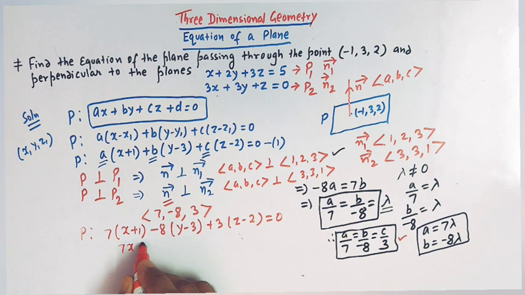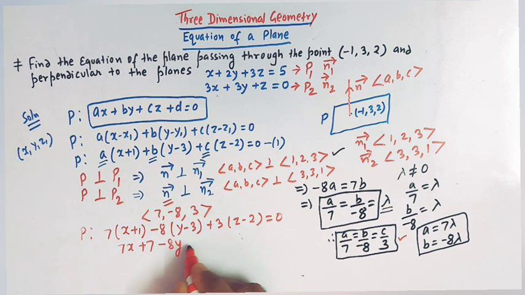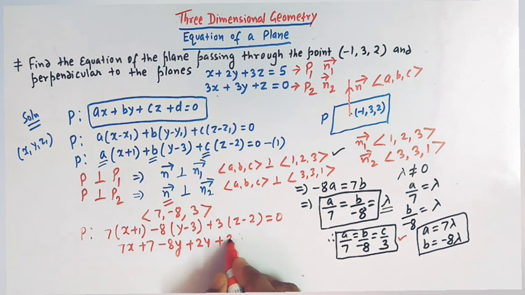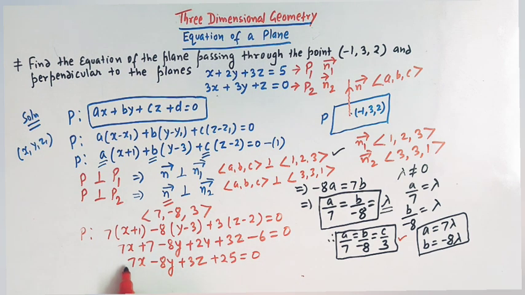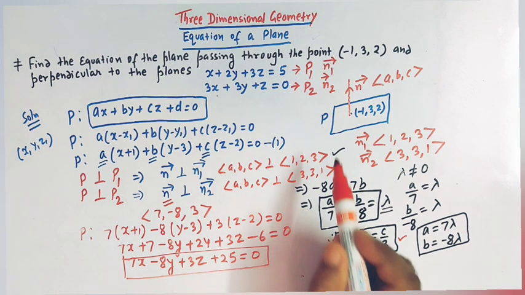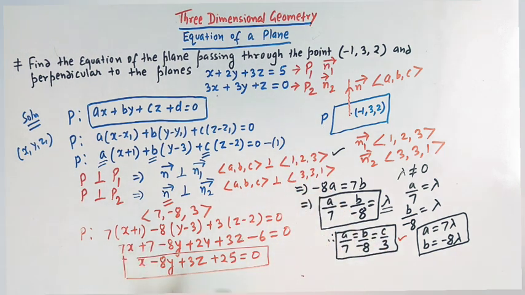So we have 7x plus 7 minus 8y plus 24 plus 3z minus 6 equal to 0. So this is 7x minus 8y plus 3z, and here we have 24 plus 7, 31, and 31 minus 6 is 25, right? So the required equation of this plane P is given by 7x minus 8y plus 3z plus 25 is equal to 0, right?